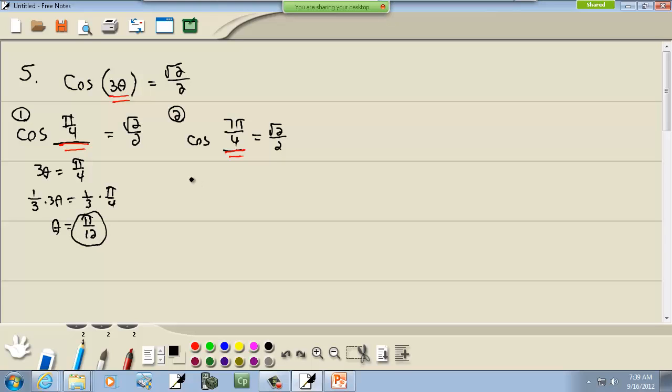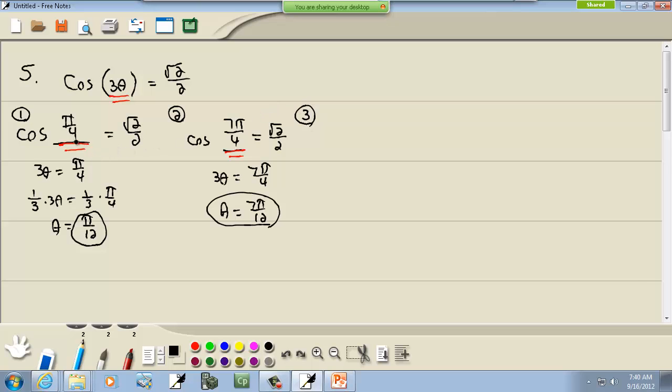So that's our first answer. Now in this one, again, I'm going to set whatever's up here equal to this. So I got 3 theta is equal to 7 pi over 4. Now I'm not going to show the steps, same as these. Multiply both sides by 1/3, and we get theta is equal to 7 pi over 12. So that's directly on our unit circle there.